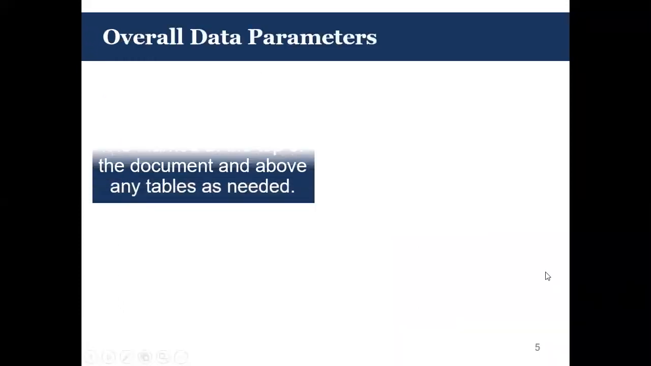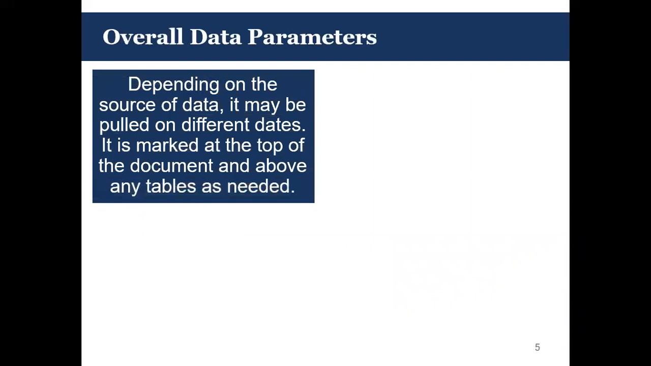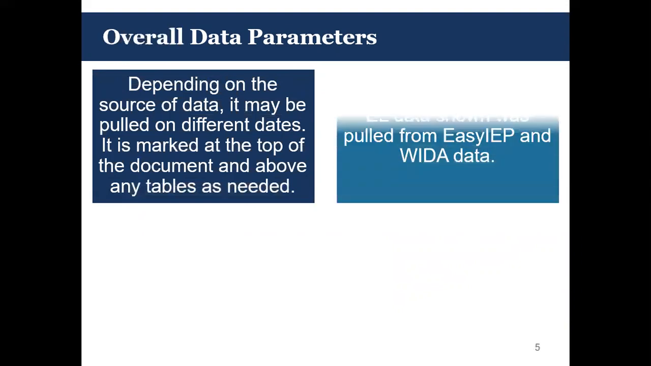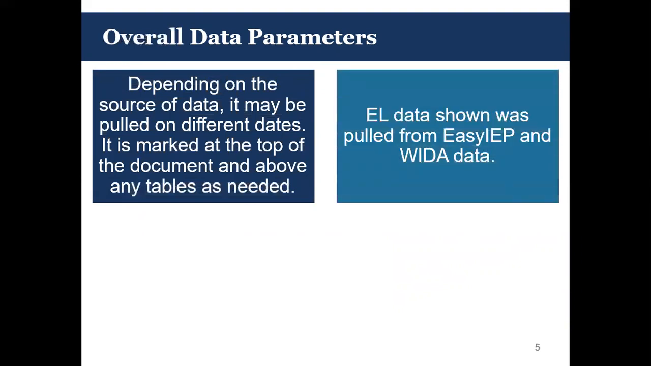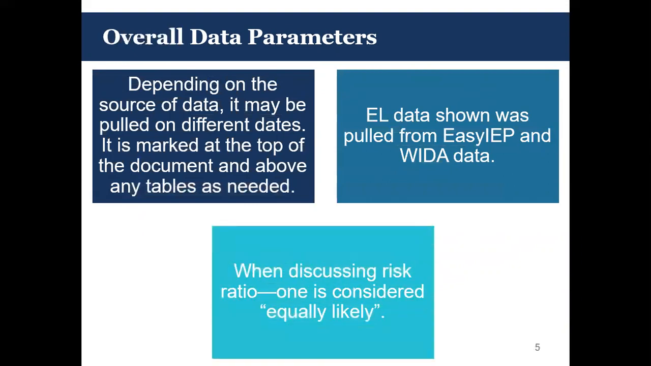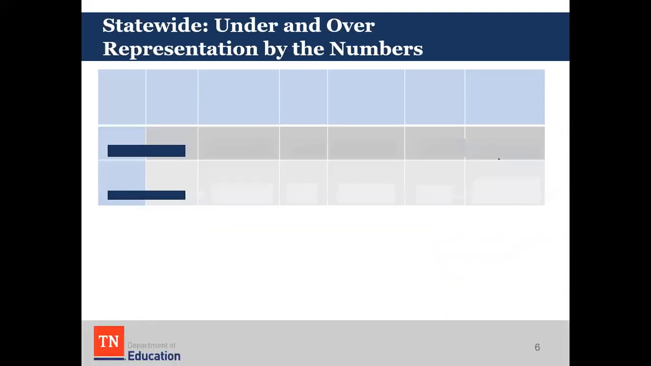The overall data parameters. Depending on the source of data, it may be pulled on different dates, but that's marked at the top of the document and above any tables as needed. The EL data shown was correlated from Easy IEP and the WIDA data that we have. And when discussing risk ratio, remember that one is considered equally likely.